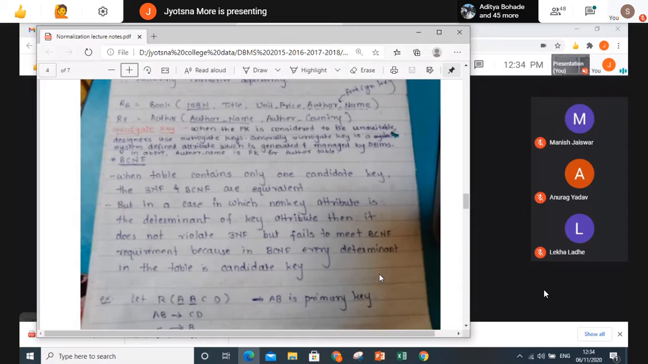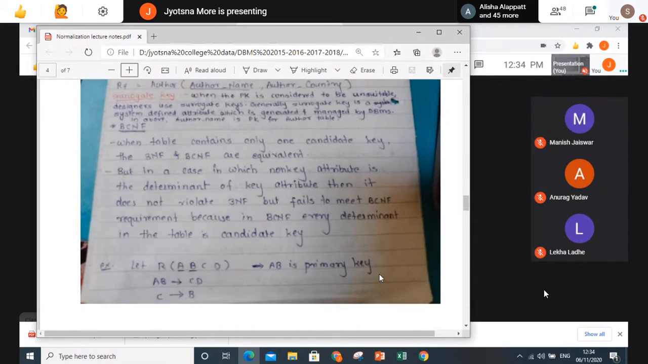For example, I am explaining here. Suppose R is my schema or relation which has the attributes A, B, C, D. A, B are the primary key, or you can say the candidate key, where A, B determines C, D.